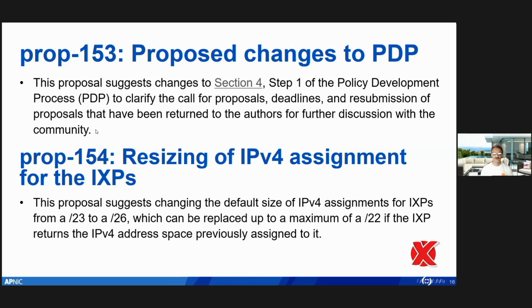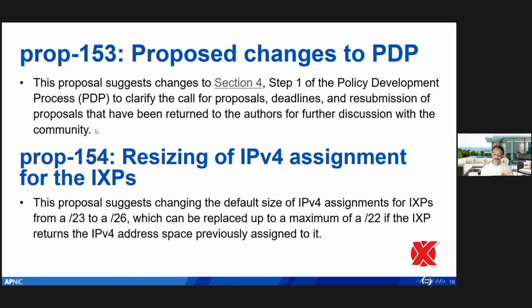The next one is Prop 154, resizing of IPv4 assignment for IXPs. The wording here is just a summary of the proposal, but I suggest that you actually go and read this proposal because there's a lot more explained in the proposal than what you see on the screen here. It basically says to change the default size of IPv4 assignment for IXPs from a /23 to a /26, which can be replaced up to a maximum of /22 if the IXP returns the previous assignment.